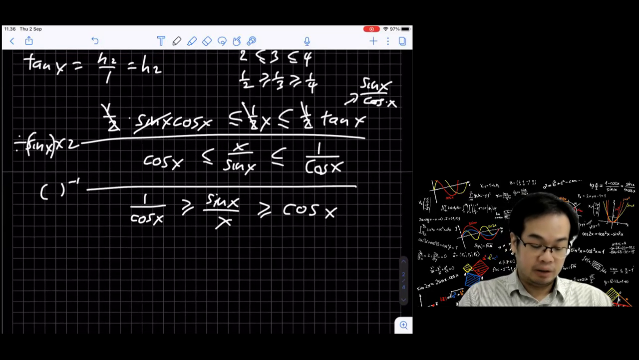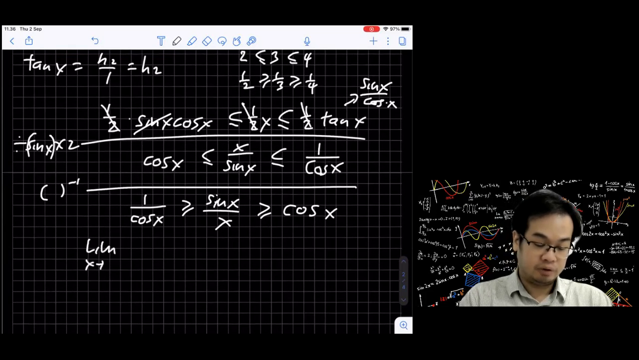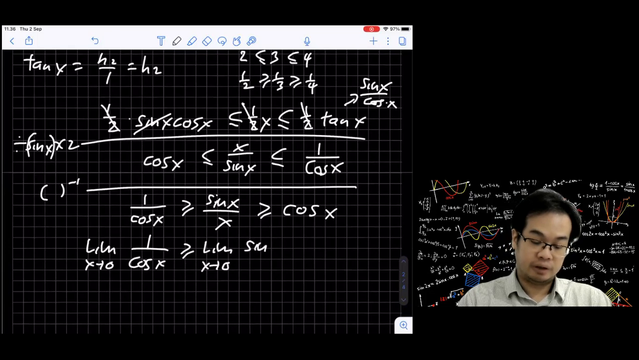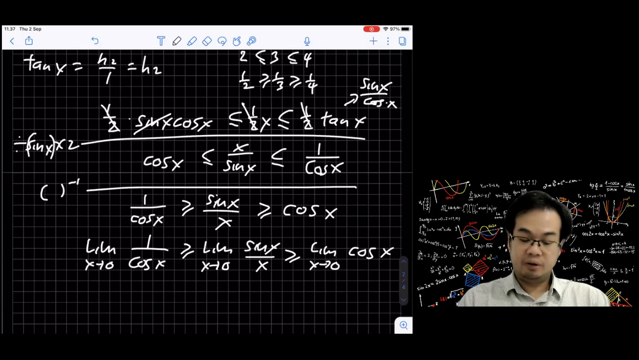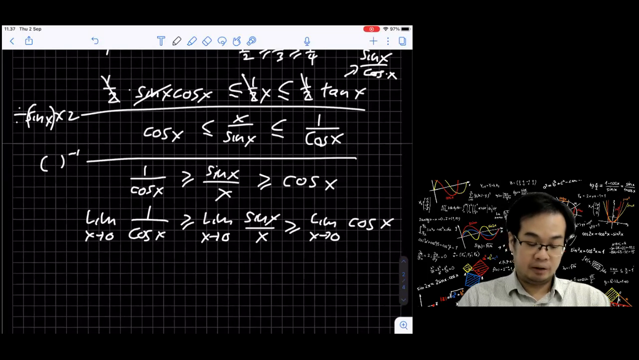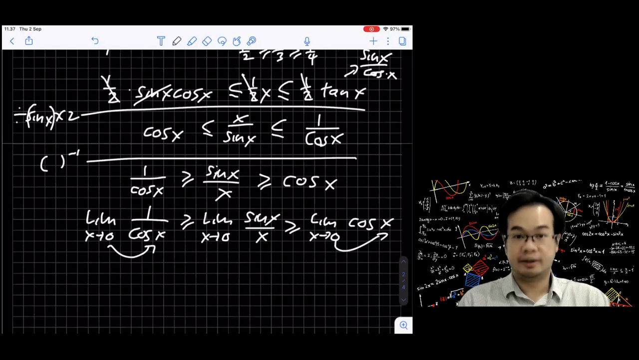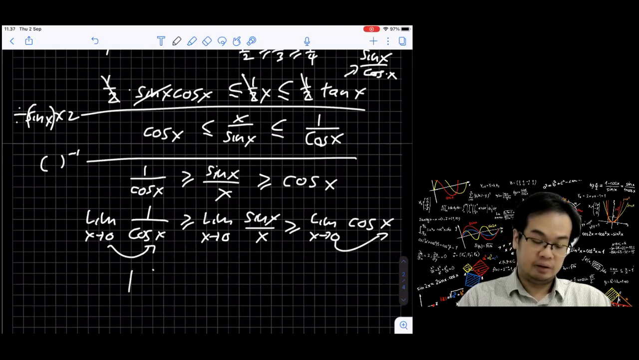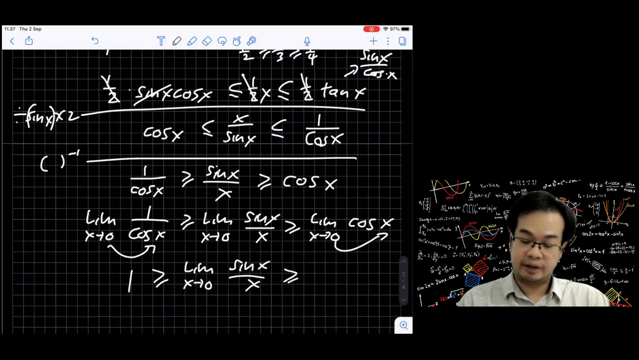And I plug all of them into the limit: limit x approaching 0 of 1 over cos x is greater or equal to the limit as x approaching 0 of sine x over x, greater or equal to the limit as x approaching 0 of cosine x. And then we know that cosine of 0, if we plug it in, is equal to 1, right? So 1 over 1 is 1, greater or equal to the limit as x approaching 0 of sine x over x, and on the right side also cos 0 is equal to 1.